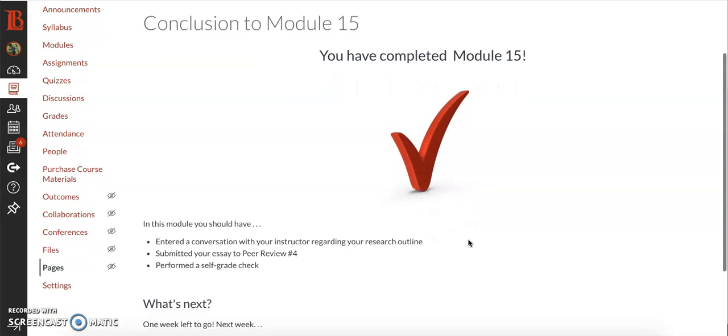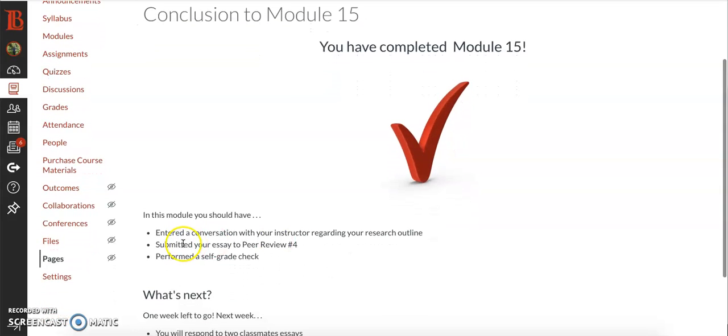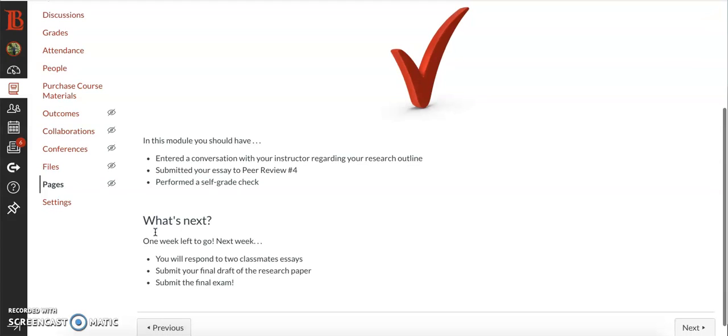So overall for Module 15, you will essentially just enter a conversation with yours truly regarding your research outline, regarding the paper, submit your draft to peer review number 4 on Sunday, and perform a self-grade check. Next week, your assignments are going to be to respond to 2 of your classmates' papers for peer review, submit the final draft of your research paper, which is going to be due on Friday, and submit the final exam, which is also going to be due on Friday.